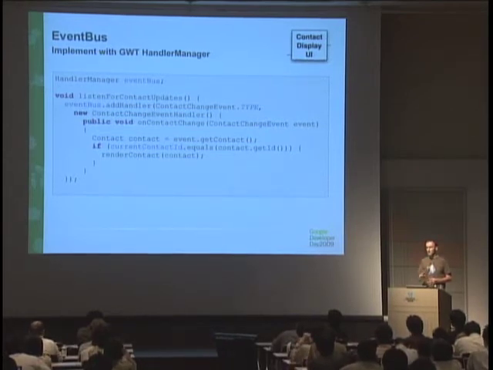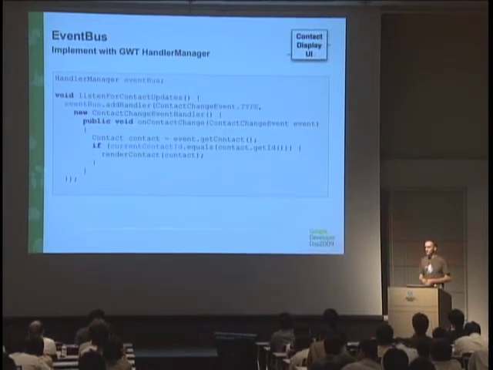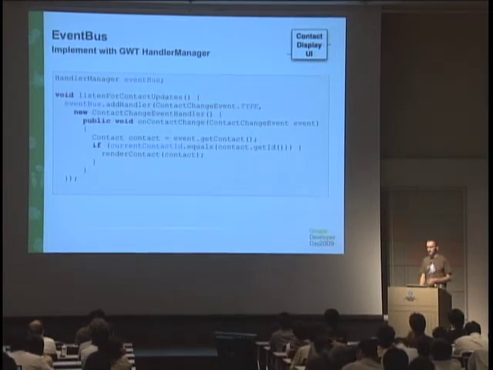And I call eventBus.addHandler, and I give it a contact change type event. And then I create this contact change event handler class, and it implements one method, which is onContactChange. And what does it do? Well, if the current contact that I'm displaying is the same as the contact being passed in, then this must be an update that I'm interested in. In that case, I call render contact so that my display updates.